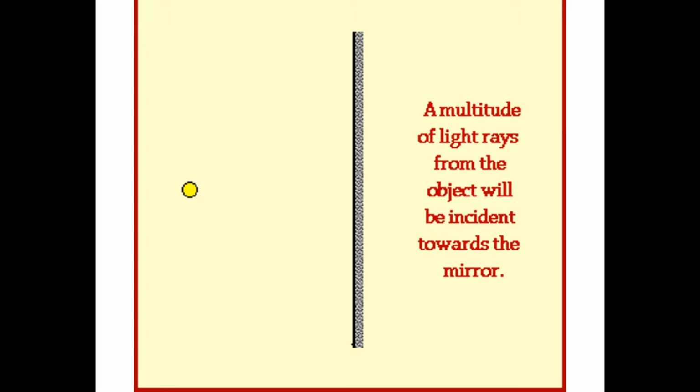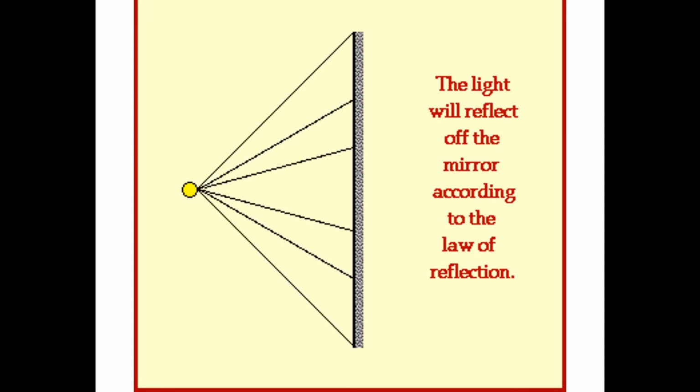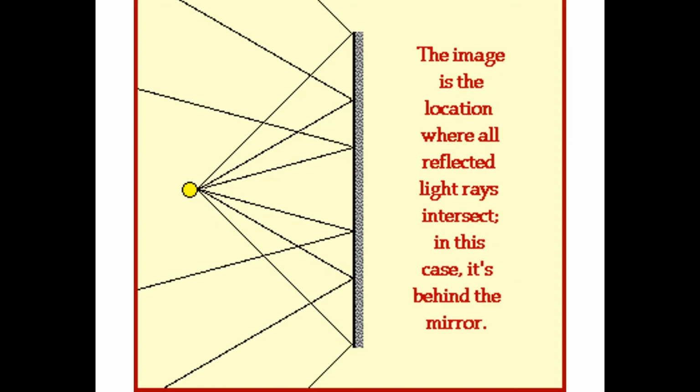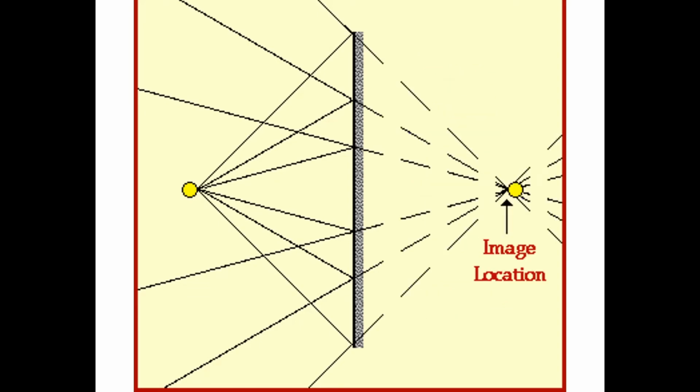See how this is animated. So rays are leaving the object, they hit the mirror, then they reflect off the mirror, but to form the image, we have to take those rays back to the point where they cross and they form the image.